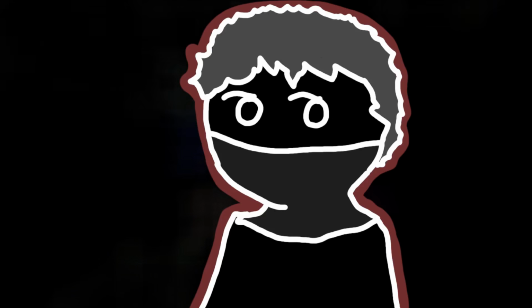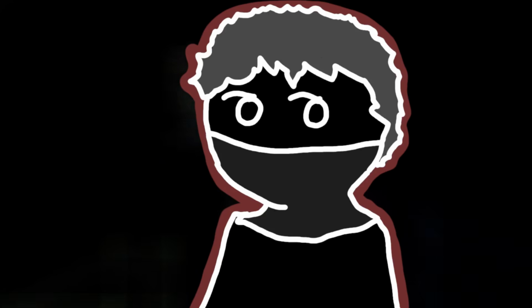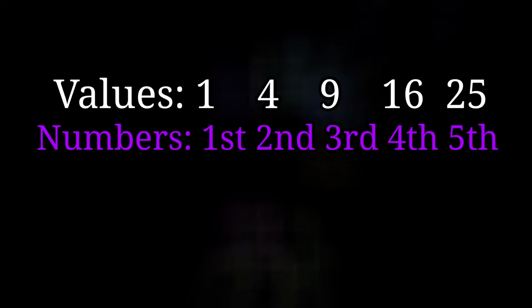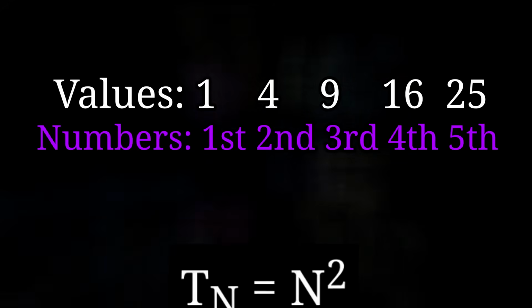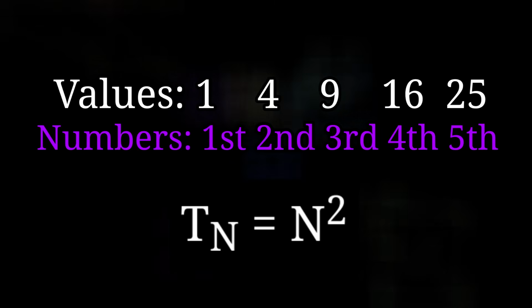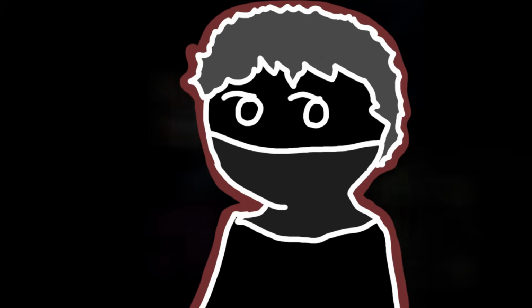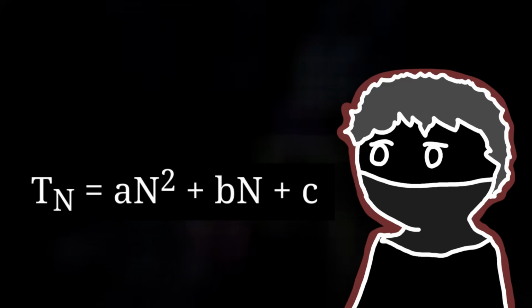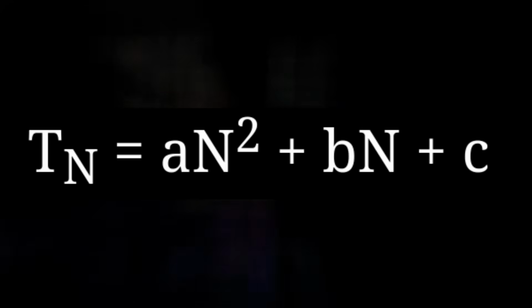Arguably the next simplest sequence of a higher complexity than the linear sequence is a quadratic sequence. The sequence 1, 4, 9, 16, 25 can be paired with its term numbers, and we evidently see that each term value is just the square of the term number. Though, if we wanted to be more general, as we were with linear sequences, we could actually write it like this. This is the general form of a quadratic sequence.